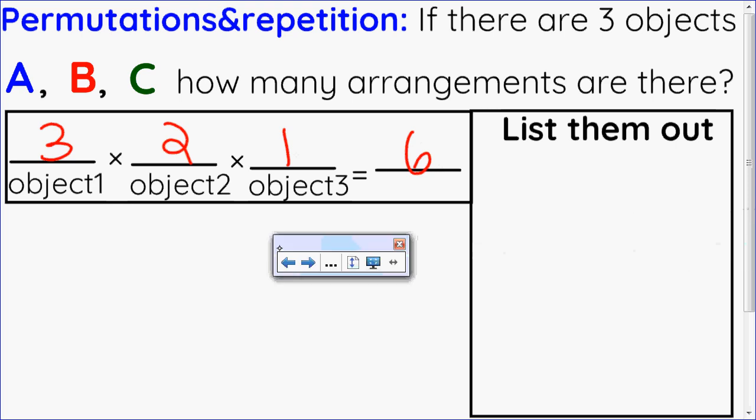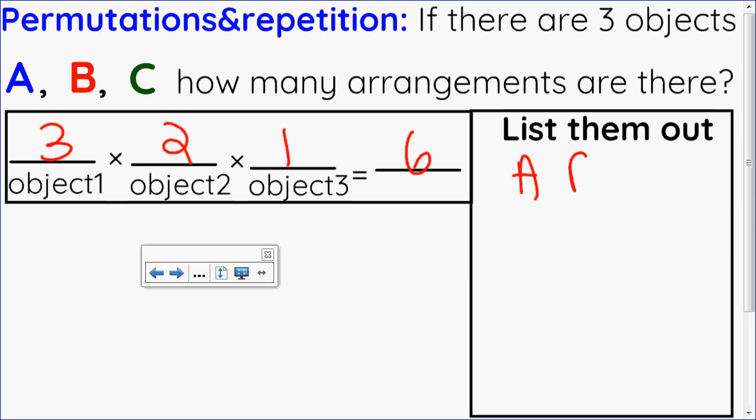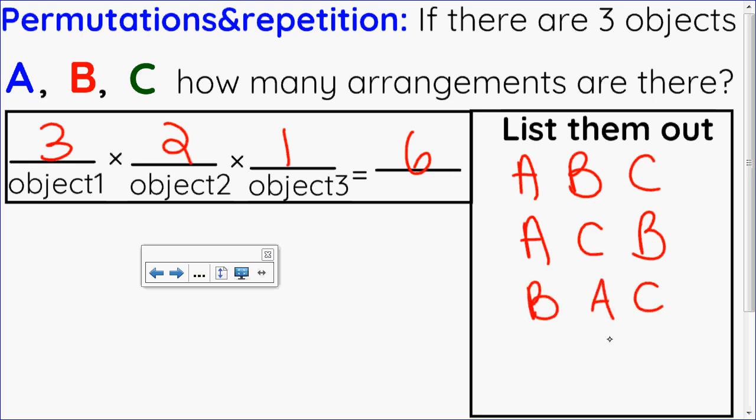Well, let's list out those arrangements. I could have A, B, C, or flip the last 2 around, A, C, B. I could have B, A, C, or interchange 1 and 2. Or the last 2 here, I could have B, C, A. I could also start with a C, and I could have C, A, B, or flip those 2 back around, C, B, A. So there are 6 different arrangements of 3 objects.